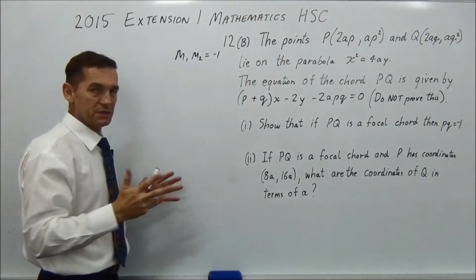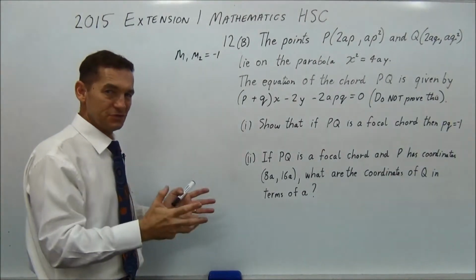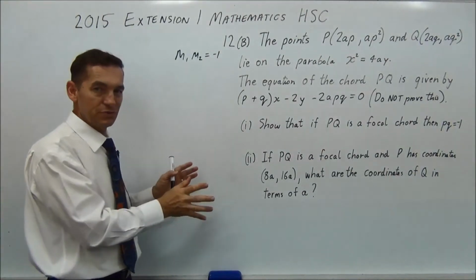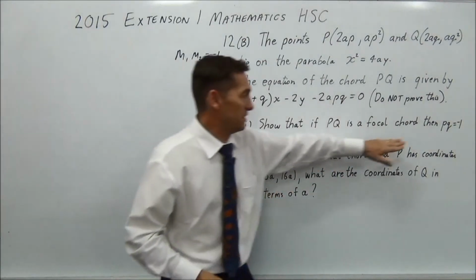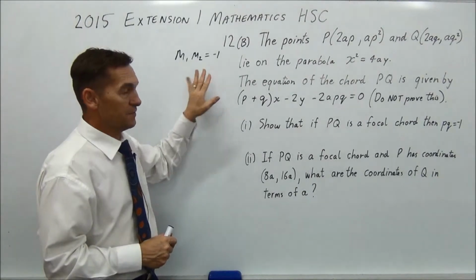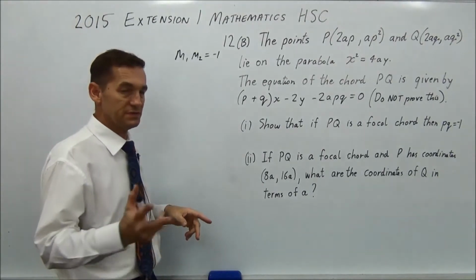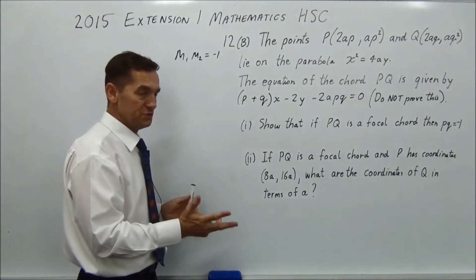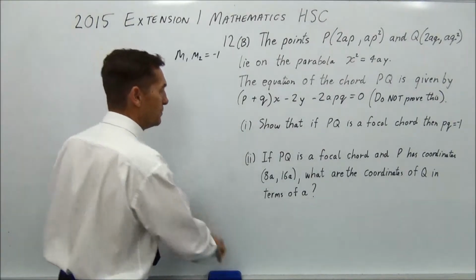Because typically in extension 1, there's tricks that you've got to get used to looking for. Now it is possible that they could have been looking for gradients, and in this case they're not. In this case they're looking for you to substitute in the actual point.